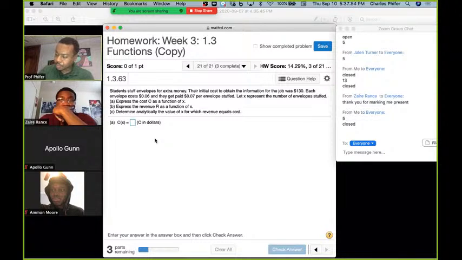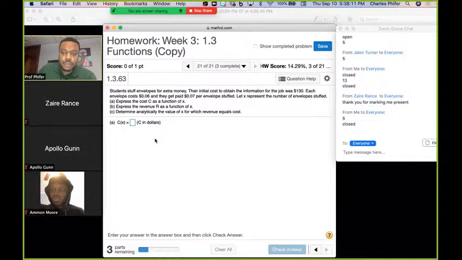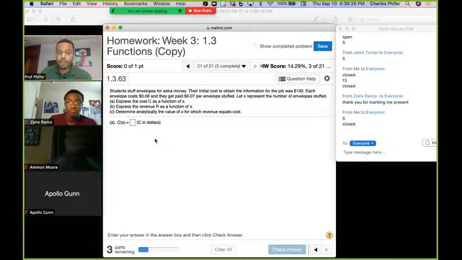Okay. So this is question 21 from this assignment. It comes from 1-3-63. Let's work on part A, which is the cost function. So the initial cost was $130 to obtain the information, right? So we're going to say 130, and then it costs them 6 cents for each envelope. So we're going to say plus 6 cents times each envelope. I'm going to label the envelope as X, right? So then I'll show you what I'm writing in a moment.